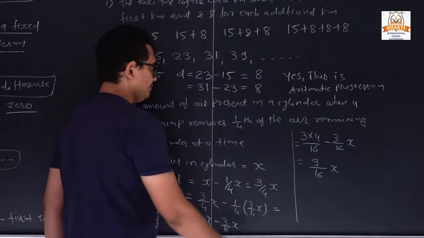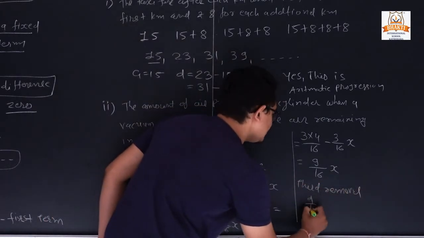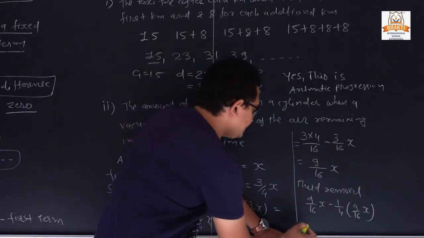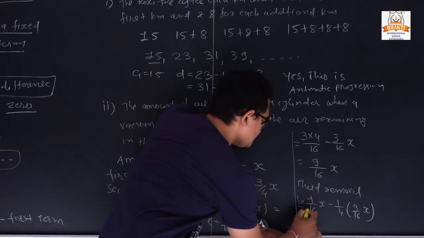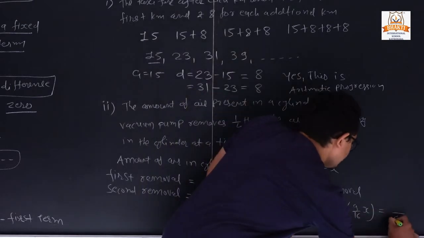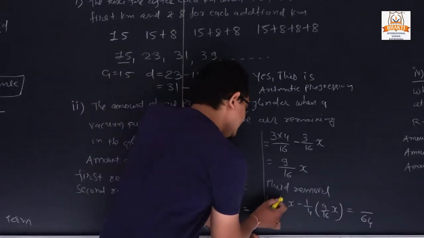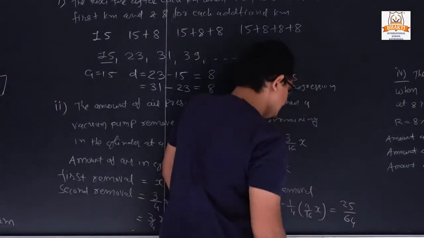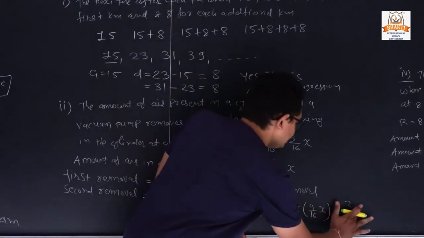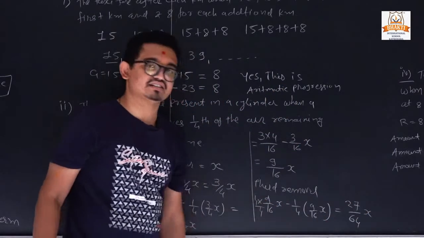Now third removal: 9 by 16 x minus 1/4 of 9 by 16 x. We can simplify it, multiplying by 4, so we have the same LCM. 16 fours are 64. And 4 nines are 36. 36 minus 9, it is 27 x. Clear? We take 64 as our LCM.